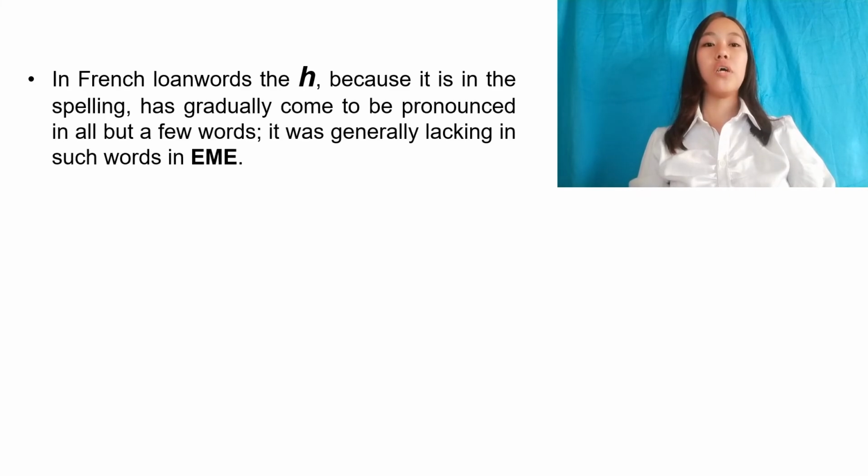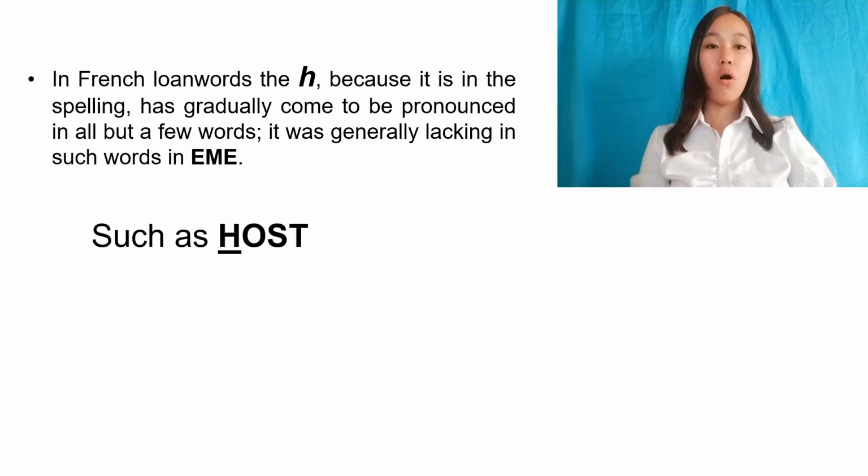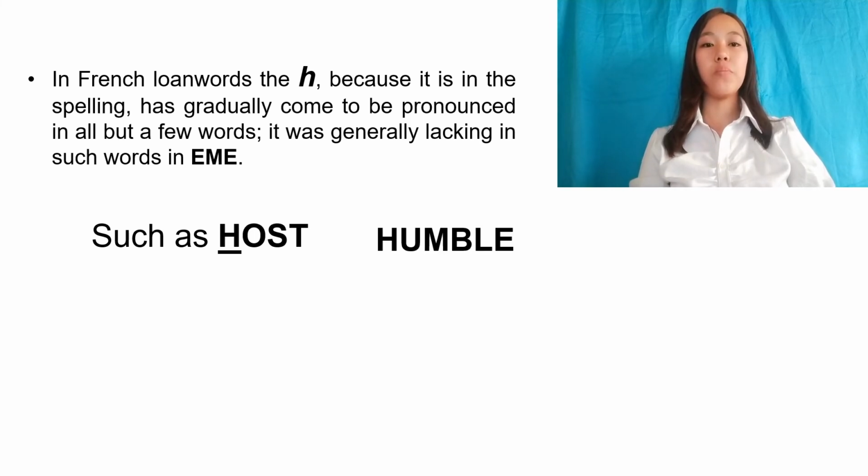In French loanwords, the H sound, because it is in the spelling, has gradually come to be pronounced in all but a few words. It was generally lacking in such words in early modern English, such as the words horse and humble, wherein the H sound was being pronounced.